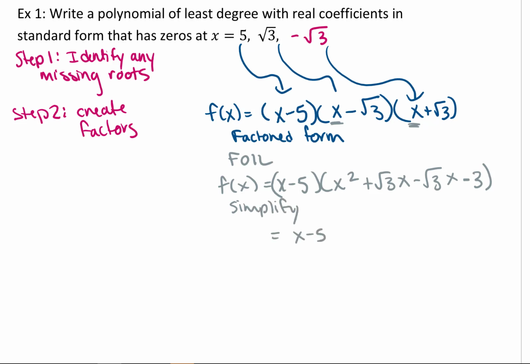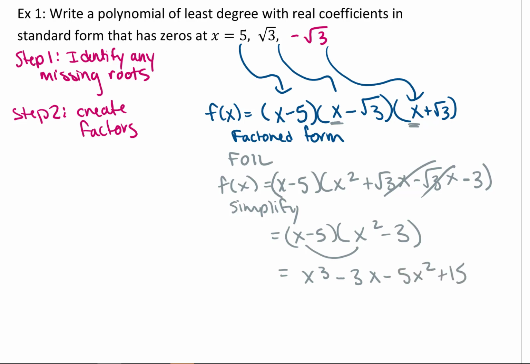So I still have that x minus 5 out front. x squared minus 3. And then I still have to continue to expand into standard form. So we get x cubed minus 3x minus 5x squared plus 15. And the last thing is I need to put this in standard form. So x cubed minus 5x squared minus 3x plus 15.